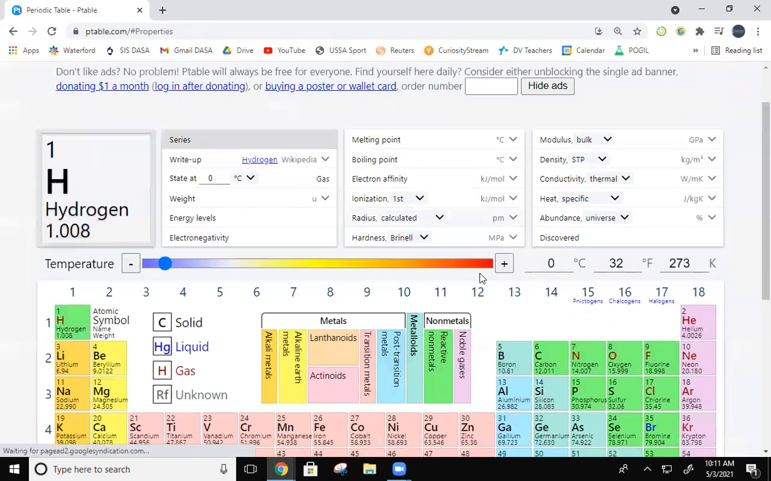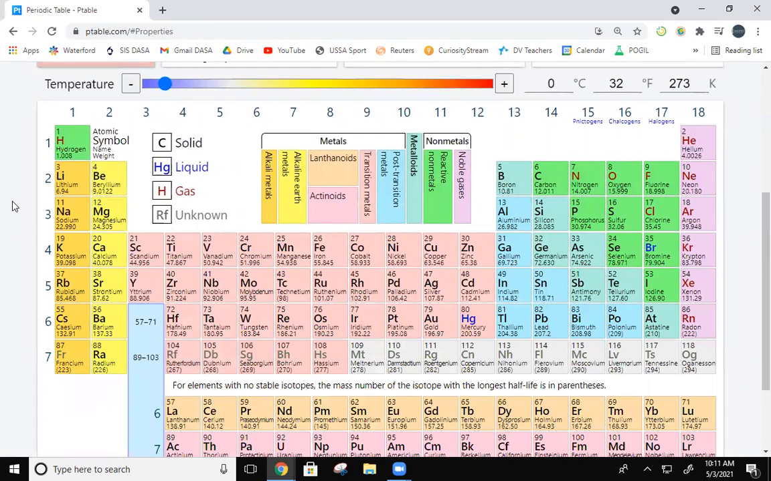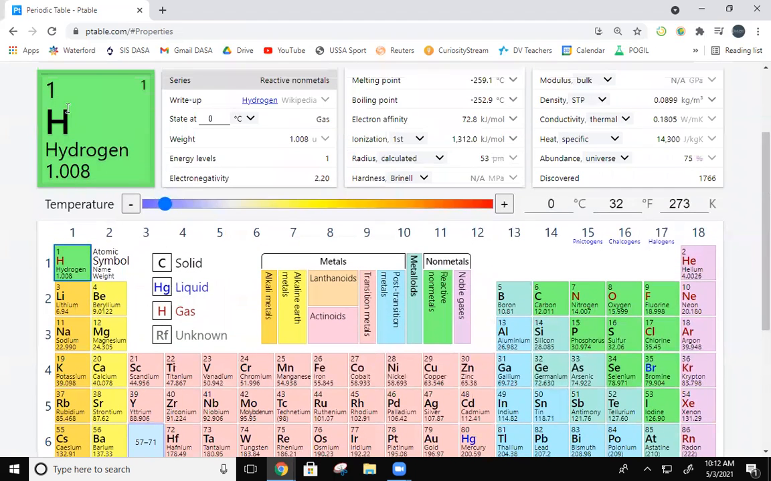Now, if we check out our good old pal, the periodic table of the elements. The periodic table is your best friend when it comes to chemistry. When we look at the periodic table, it has, first of all, the atomic number, which is 1 for hydrogen, which is the number of protons. We also have the average atomic mass. So this tells us that all lithium atoms have 3 protons.